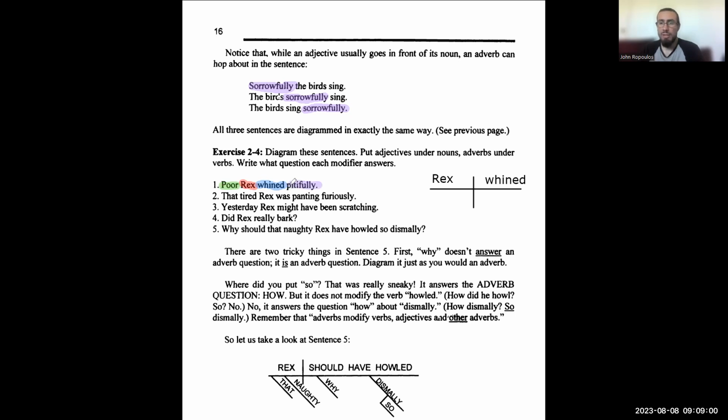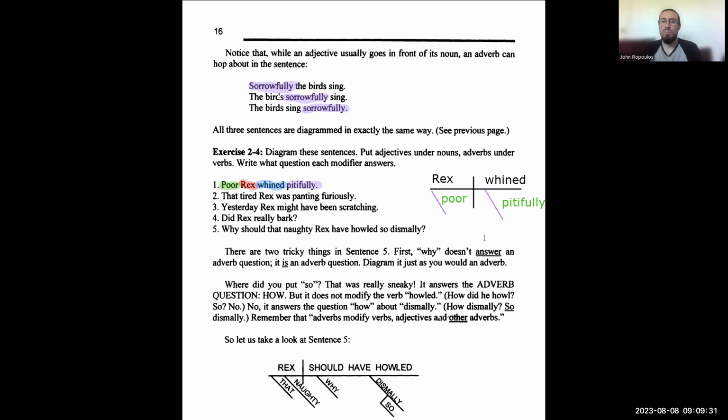Okay, so now put them under what they modify. So poor goes under Rex. It's a purple line. Pitifully goes under whined. Okay, so you'll write them out and then put the lines in. Just like that. Easy, right? So the next one, let's look at the next one. That tired Rex was panting furiously.